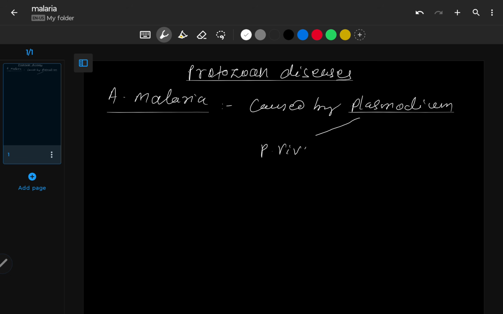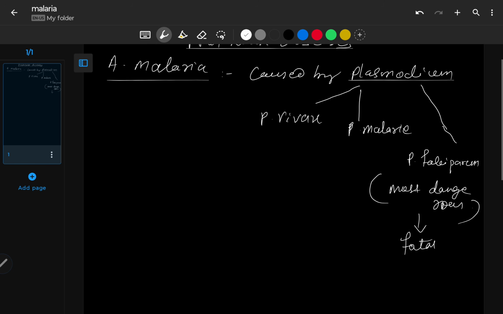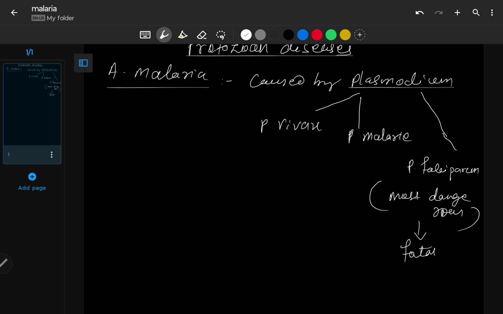P. vivax, P. malariae, and P. falciparum. P means Plasmodium, falciparum. And this is the most dangerous one, which means it is mostly fatal. It leads to death. Now here, the vector, how is it transmitted?